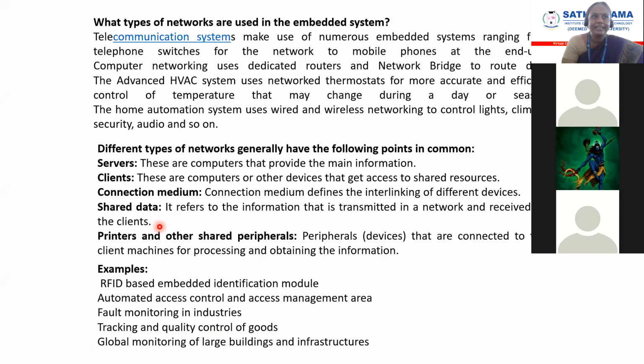We think embedded is happening on a single system, but not like that. When I go to a hospital, everything is interconnected, so automatic updation will be there. Even for blood donation, whoever needs blood, the blood bank has a connection there. And through RFID, we can identify the attendance of a particular person in the company. And we have fault monitoring in industries, with very good control.